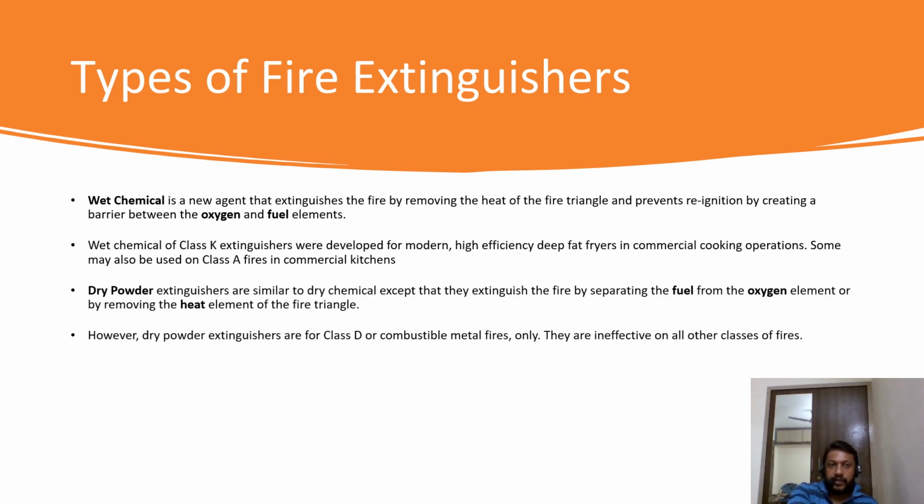Then we have the dry powder extinguisher, similar to dry chemical, except that it extinguishes the fire by separating the fuel from the oxygen element or by removing the heat element of the fire triangle. So again, it disturbs the chemical reaction, as it cuts off fuel and oxygen from the triangle. So again, the fire extinguishes.